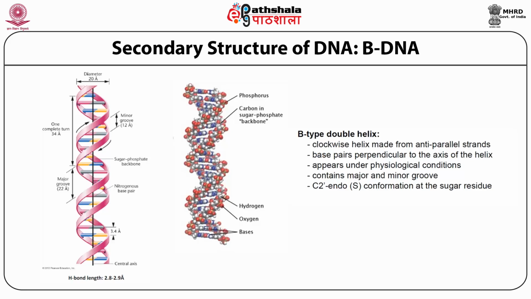You can see that one complete turn of this DNA helix involves a pitch length of 3.4 nanometer, and the diameter of the helix is around 2 nanometer. It also involves two different kinds of groove sites, minor groove and major groove, and this is where the sugar stays in the C2 endo conformation.